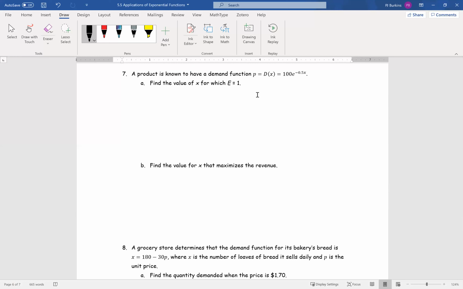So problem number 7. Product is known to have a demand function. Again, given. Find the value of x for which e equals 1. Okay. So again, e is equal to minus 1 over x, d of x over d prime of x. So we need d prime.